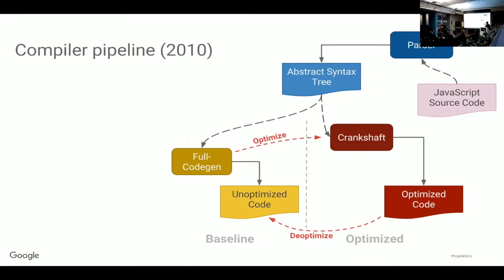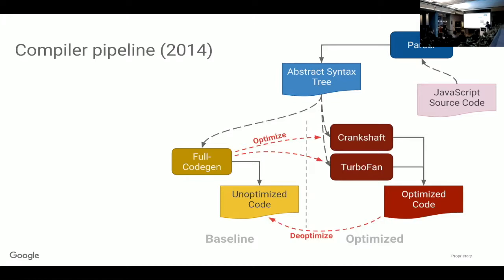Crankshaft optimized the code into really, really fast machine code, and whenever it hit a problem, it de-optimized it. It's totally normal to de-optimize your code in a not type-safe language like JavaScript. This was the time when, if you did the right things, you could write JavaScript code that was faster than Java. But they had to do TurboFan.